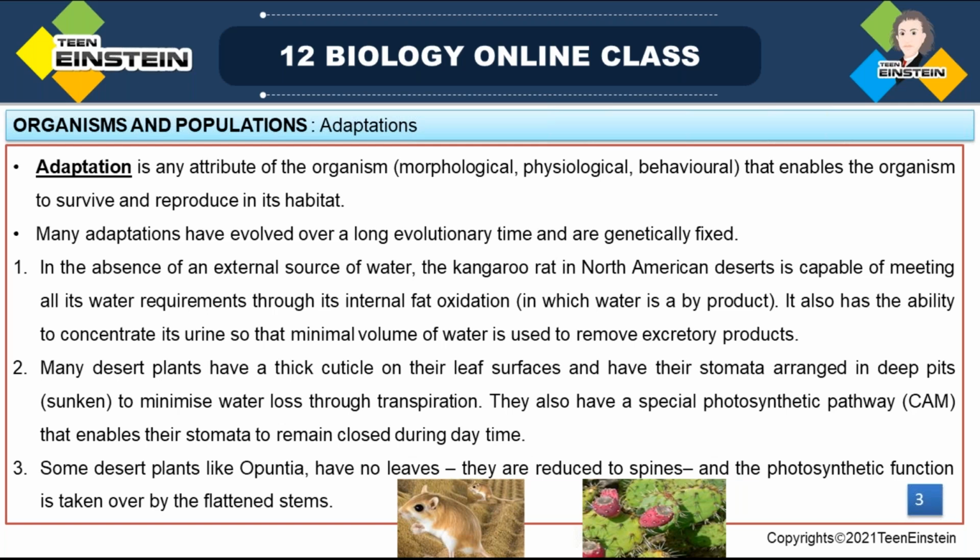So for copying that particular adaptation from one generation to the next generation, that should start from the genetic level. Then only it will get passed into the next generation through reproduction, right? Otherwise, it will never pass into the next generation.